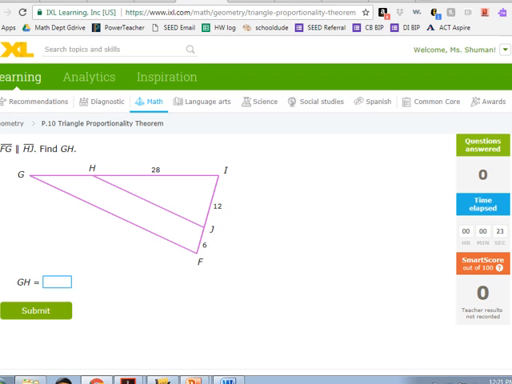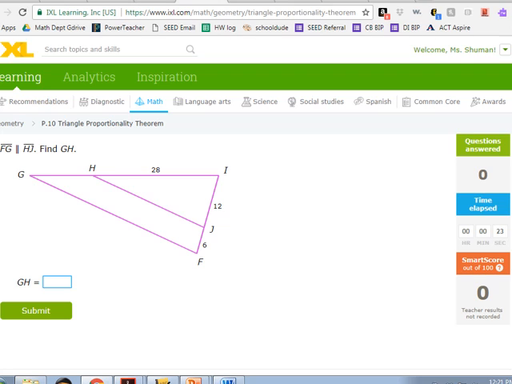Alright. This one you will do after you watch the 6.3 video. Sorry about that. Which is going to be the triangle splitter theorem.